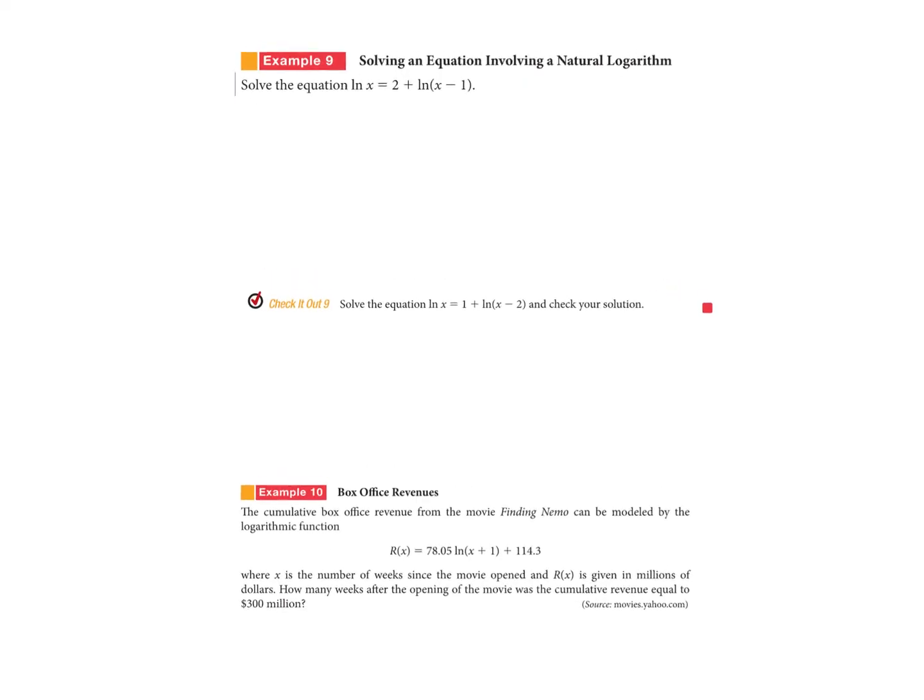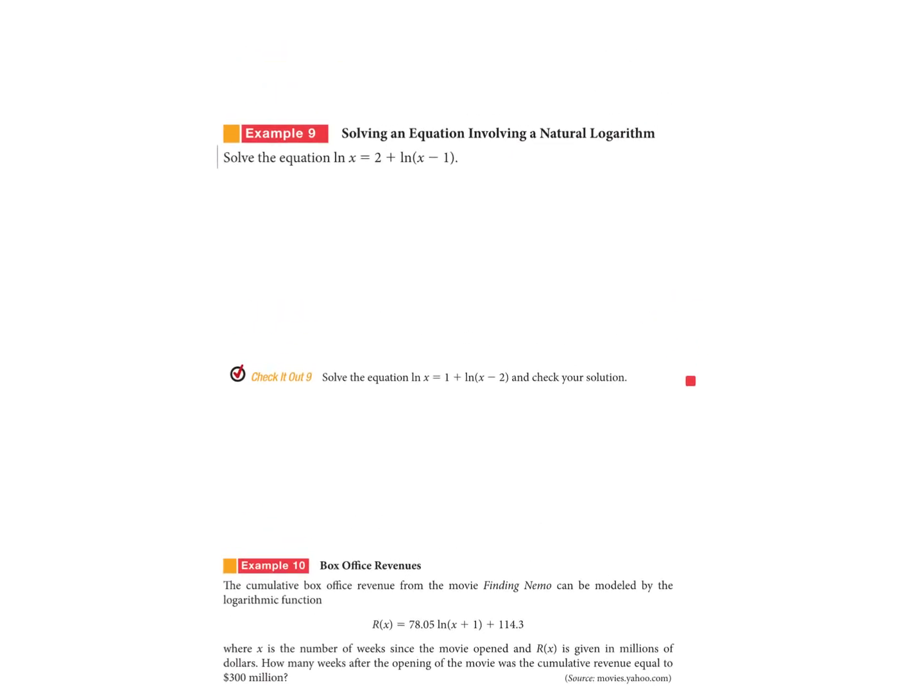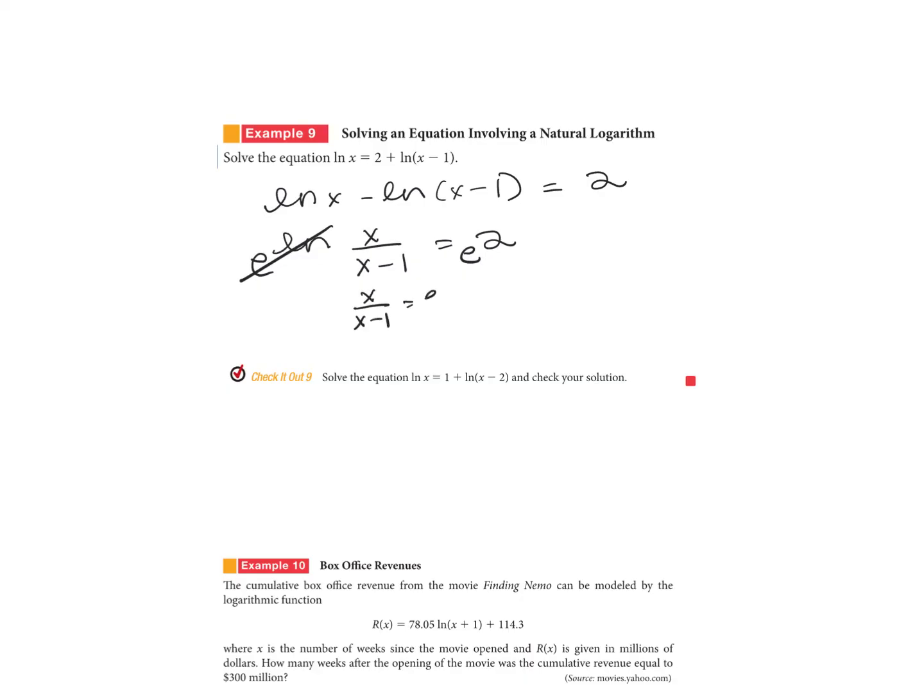All right. Solving equations with the natural log works pretty much the same way. So pretty much the same process. We're going to get all the natural logs on one side, and all the constants will stay on the other side. We're going to use our properties to combine these two logs. Then we're going to raise both sides to the power of e, essentially. That cancels that out, and you end up with x over x minus 1 equals e squared.